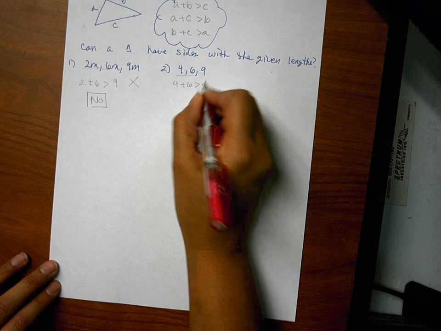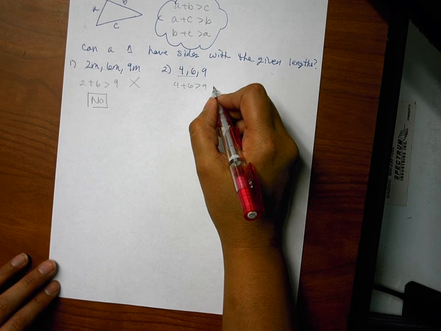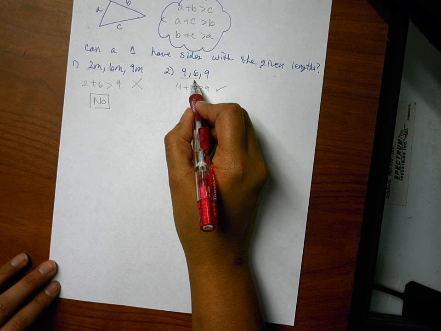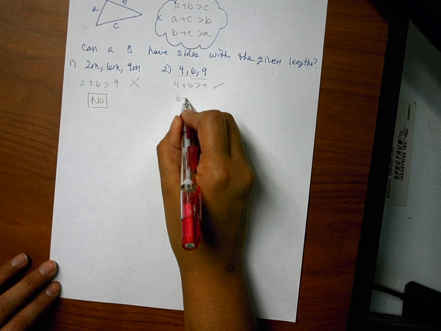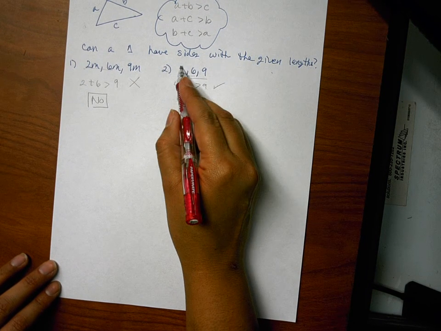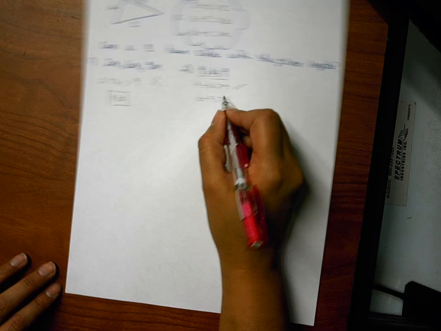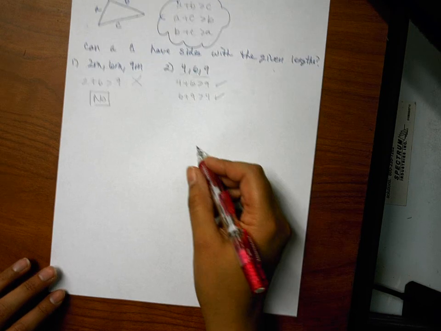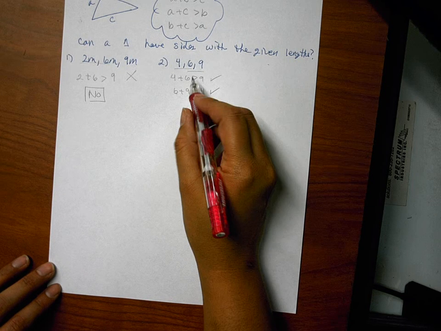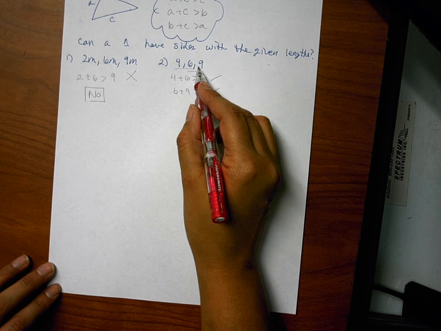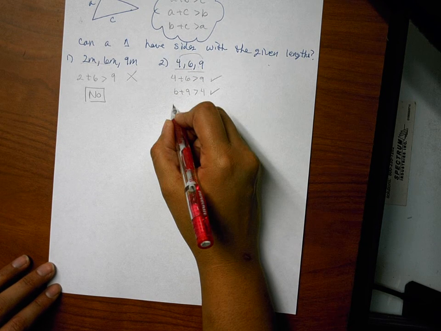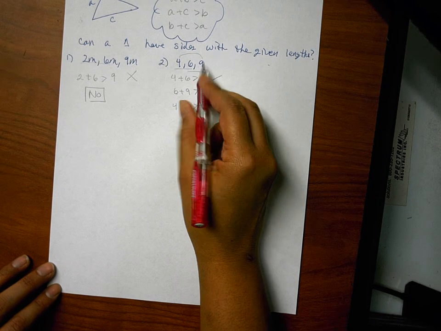Okay, next one, 4, 6, 9. So I'm going to add the first two. 4 plus 6 must be bigger than 9. 4 plus 6 is 10. 10 is bigger than 9. It works. Now I'm going to try the last two. 6 plus 9 must be bigger than the third side, which is 4. 6 plus 9 is 15. That's bigger than 4. And again, I have to check them all in order for it to be yes.